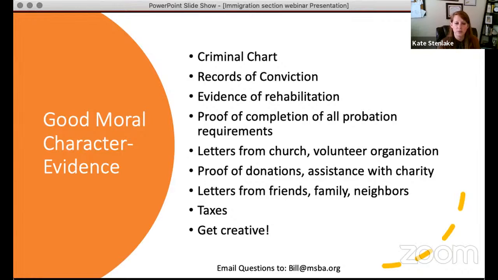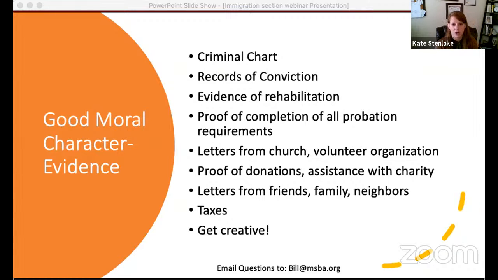Proof of completion of all probation requirements, especially if it's a driving without a license and the client needed to get a driver's license, something like that, and the client met all those requirements, that again will kind of counterbalance the fact that the client was arrested, to show that the client complied with all the terms of probation. So that's kind of addressing the actual bad conduct.